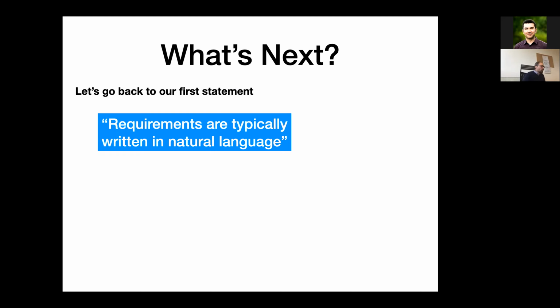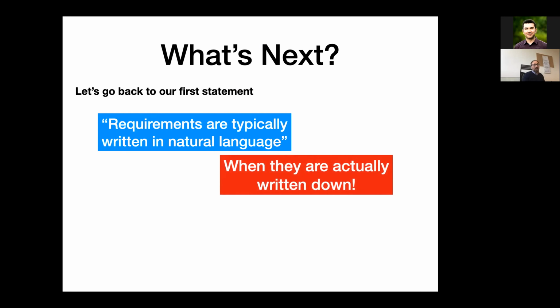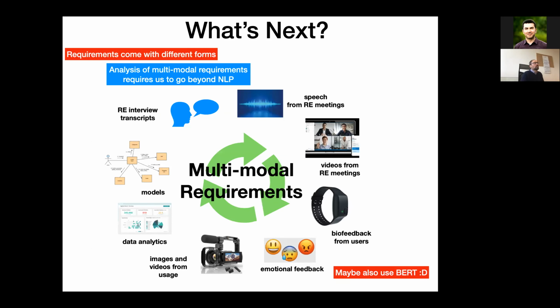At the beginning, we said requirements are typically written in natural language, but when they are actually written down. Because we know that in many cases, except those in which you are forced by the norms, by the safety critical norms, to write down your requirements, in many cases you don't write them down, okay? So we need to consider that requirements come in different forms. So speech, interviews, but also videos from meetings, and also data analytics, because requirements are also coming from the usage that people do, or diagrams, models that you develop across the process.